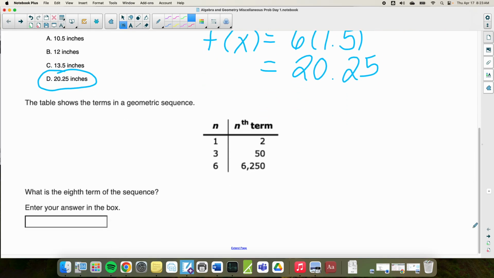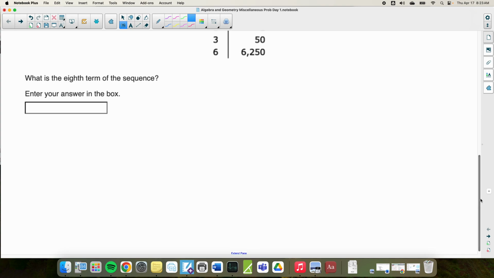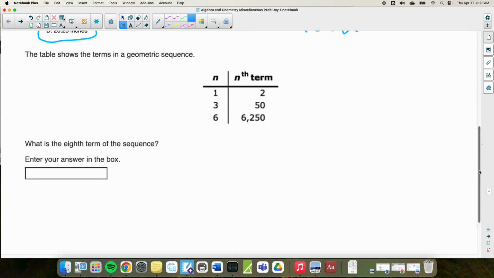All right, this one here is a little bit harder, okay? So here it says the table shows the terms in a geometric sequence. What is the 8th term of the sequence? Now, you can't just go in this one and divide 50 divided by 2 to find what that common ratio is, because this is the 3rd term. We do not know what the 2nd term is, nor do we know what the 4th or the 5th term is, okay? And they want the 8th. So this one you kind of have to think about.